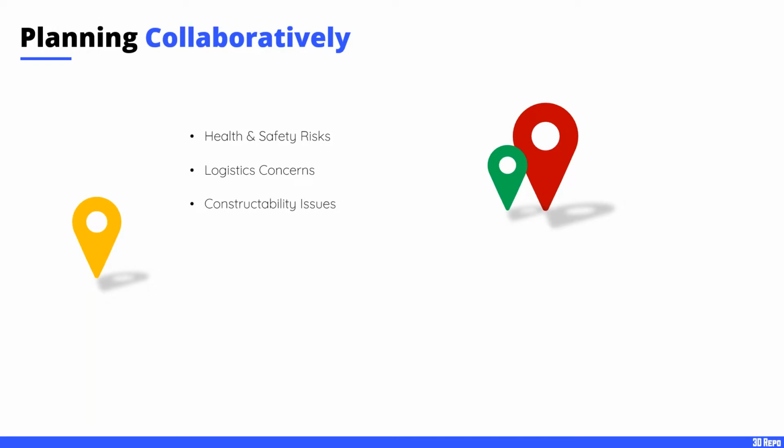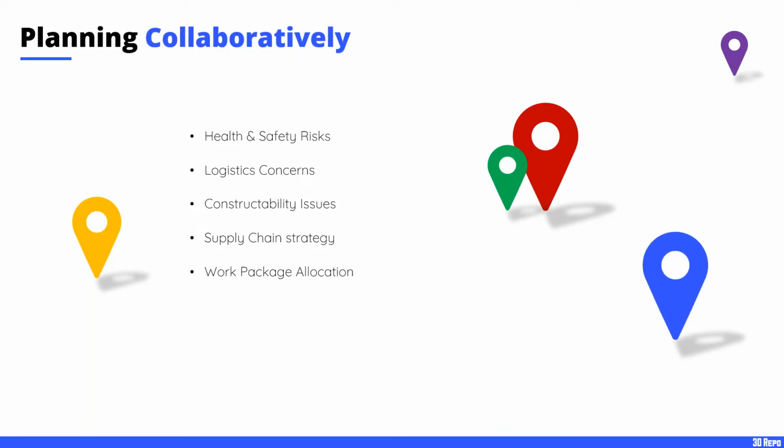Constructability issues, simply the order of construction is incorrect because you're showing this to more people and more eyeballs on it. That your supply chain strategy isn't good. So 4D from a high level, do your packages interface correctly to make sure that you're procuring the right package at the right time. And of course, that leads into work package allocation. And then reviewing alternative construction sequences.